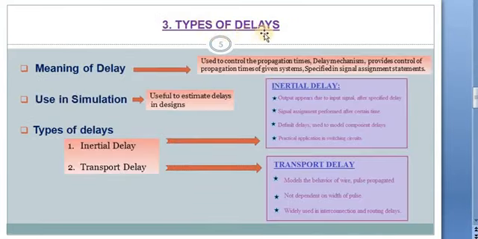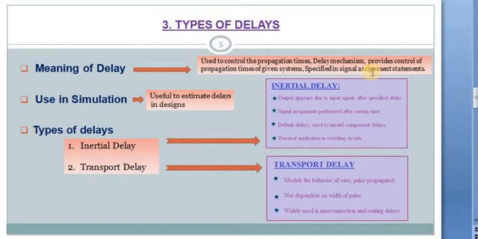So what is the meaning of delay? These are the statements which are used in the VHDL code to control the propagation times. What that means is, the delay mechanism provides control of the propagation time of the given system. But here one thing must be kept in mind, that delays are always specified in signal assignment statements.